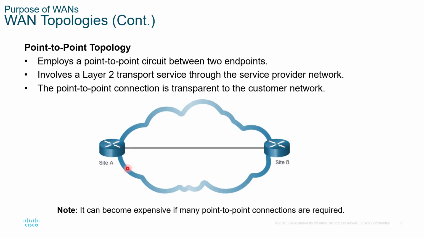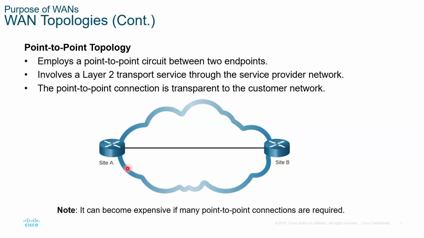So point-to-point, it employs a point-to-point circuit between two endpoints, involves a layer 2 transport service through the service provider network. It is transparent to the customer. With point-to-point, basically you have 2 points in a network which are connected together. When I mentioned those 2 branches, there is a direct link probably between the router which is at one of those branches and the other one.